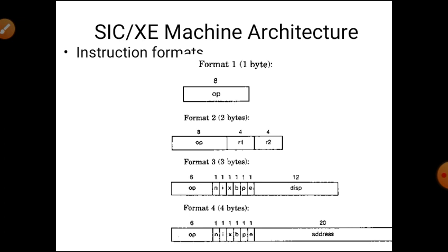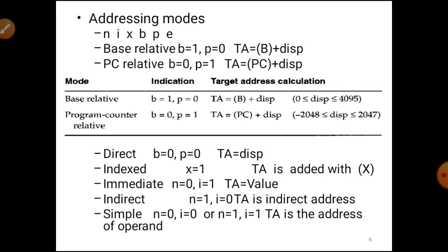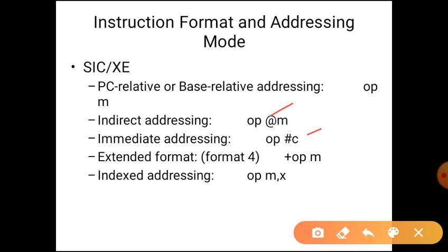What are the machine dependent features? Here, this supports the various instruction formats that we had discussed in the previous topic. The various instruction formats are format 1, format 2, format 3, format 4, and these are the different fields that I have explained in the previous video. And the various addressing modes. Totally 7 addressing modes are supported by this machine. And in the assembly program for SICXE, we make use of various symbols such as the @ symbol, hash symbol, plus symbol, comma X. All these are used to indicate various addressing modes.